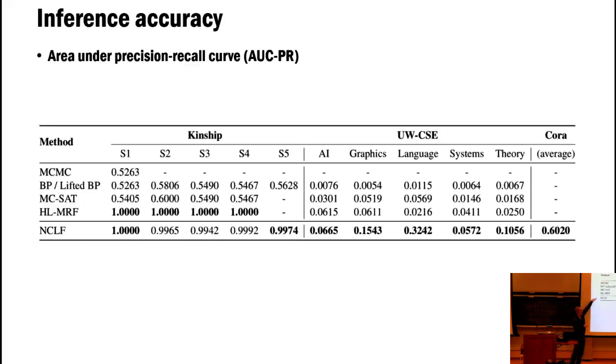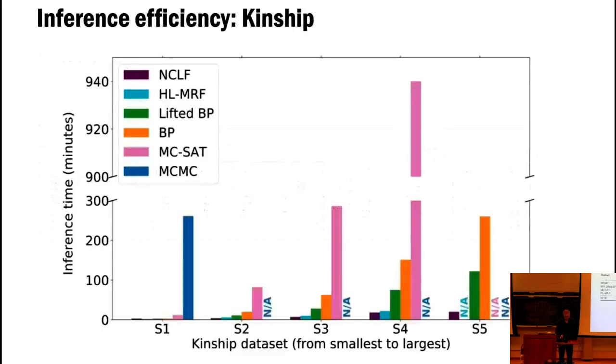So we ran their package for making predictions on Cora. You cannot finish in 24 hours. But with this neural net-based approach, you're able to finish in a few hours, and you can get to 0.6 accuracy. So this is a different way of looking at the efficiency issue.